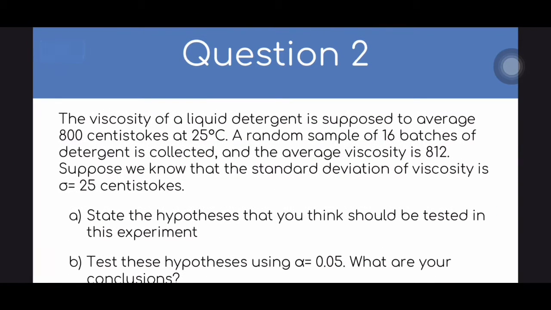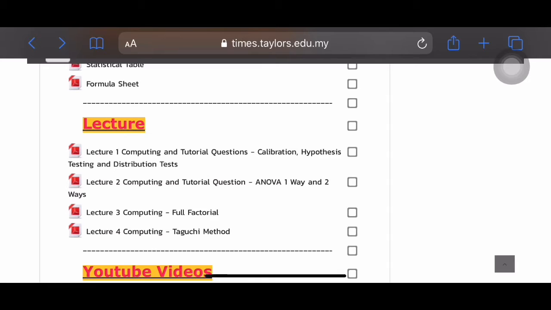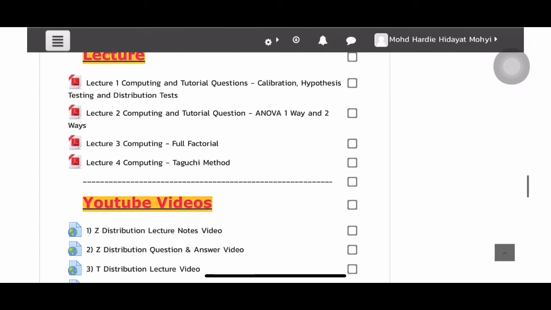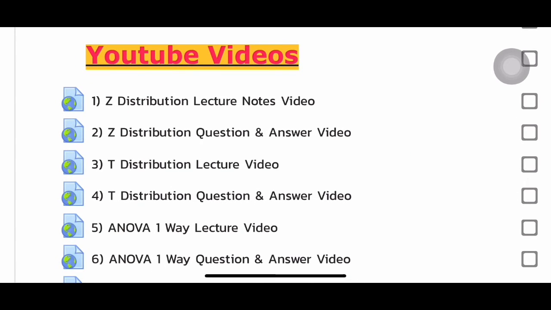Usually I will discuss these questions, of course, in class, but since this is not our class and our class is done online, what you need other than that is the YouTube videos that come with it. So inside lecture 1, you are going to use 4 videos, and I will post the links to these 4 videos. The first one, Z distribution lecture notes video. Number 2, Z distribution question and answer video. Number 3, T distribution lecture video. And number 4, T distribution question and answer video.